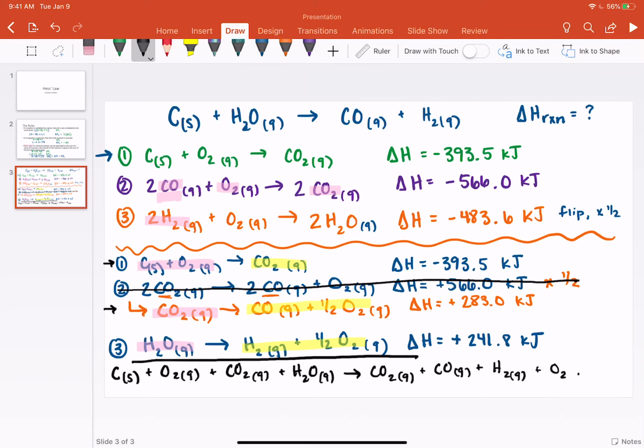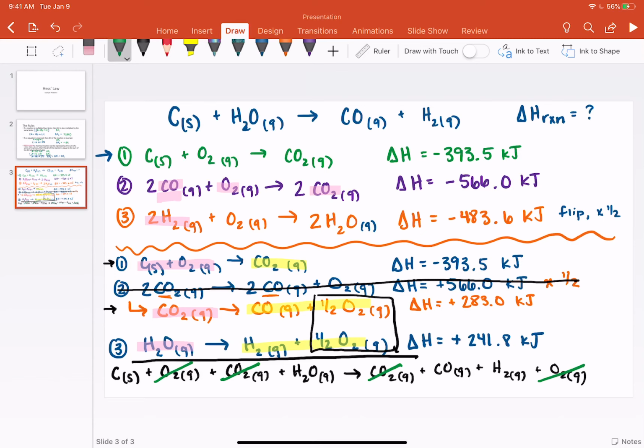plus O2. So what I did here with the O2 was, because there are 2 of them here, both multiplied by the factor of 1/2, I just added 1/2 O2 plus 1/2 O2 is equal to 1 whole O2. So now we can actually cancel from one side to the other. We know that we don't want any of that O2 there, and there's 1 on each side, so we can cancel those. There's also a CO2 on each side, so we can cancel those as well.